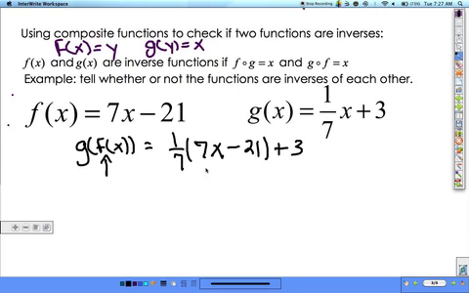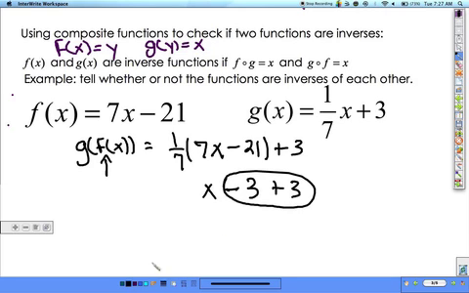Again, I want to simplify just by distributing. 1 over 7 times 7x still just gives me x, minus 1 over 7 times 21. Well, 21 over 7 is 3. And then I'll bring down my plus 3 on the outside there. So I have x minus 3 plus 3. Using the inverse property of addition, I know that these will add to be 0. And what I'm just left with is x. So again, g of f of x is equal to just x. So I know that these functions are inverses as well.